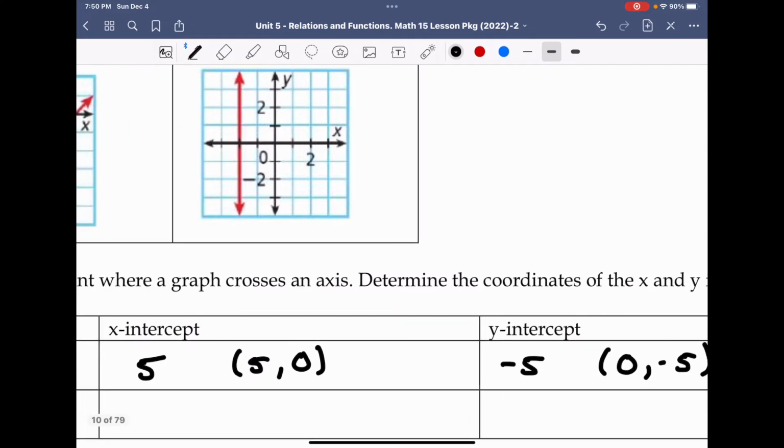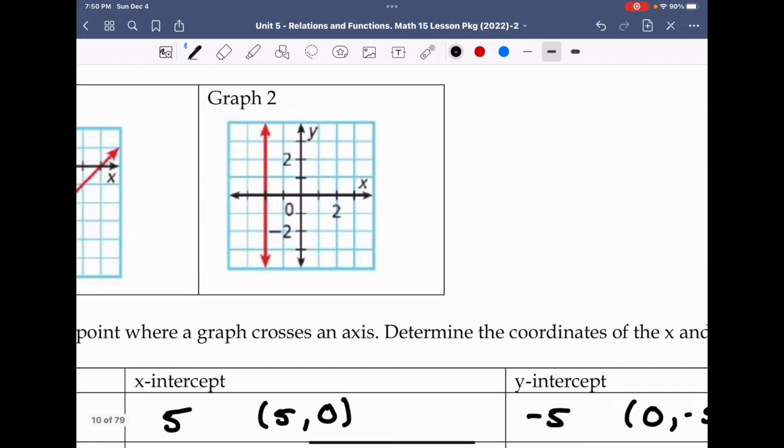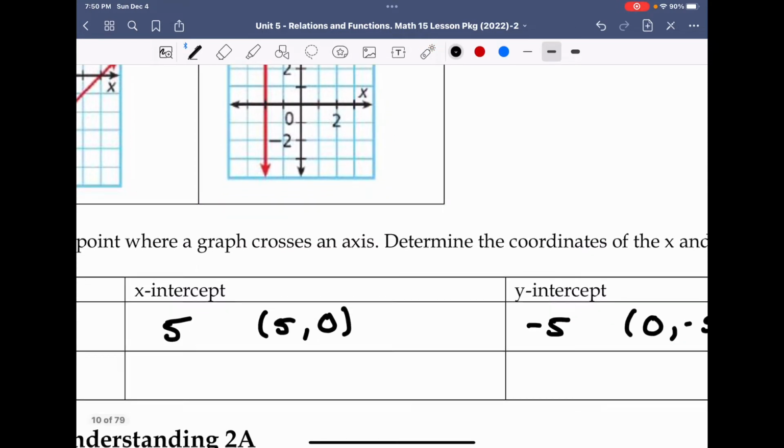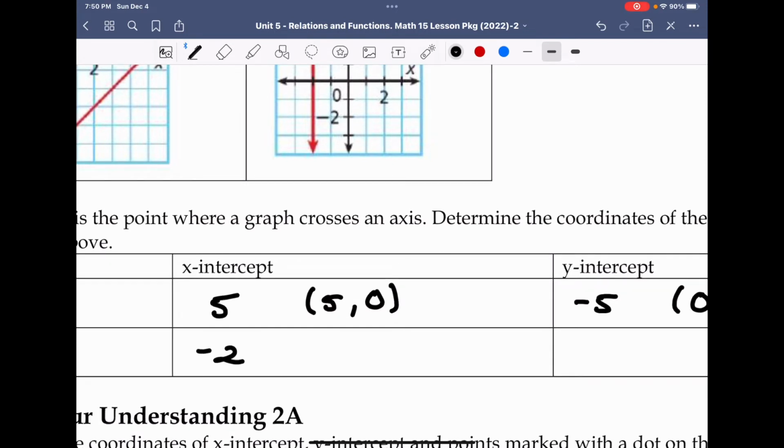There we go. Now, let's look at graph number 2 here and see if we have an x-intercept or a y-intercept. Well, we definitely have an x-intercept because we see it crosses this horizontal axis. Where does it cross? This looks to be at -2. So when we go to our x-intercept for graph 2, it's going to be -2, or (-2, 0).